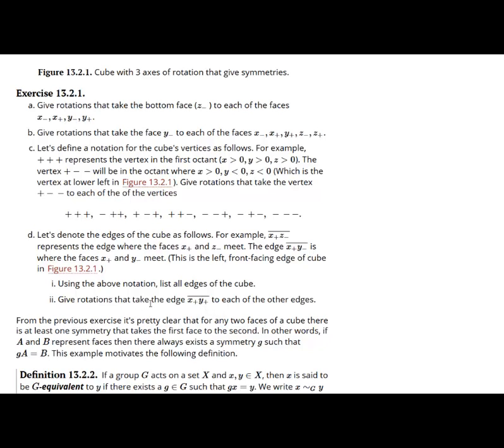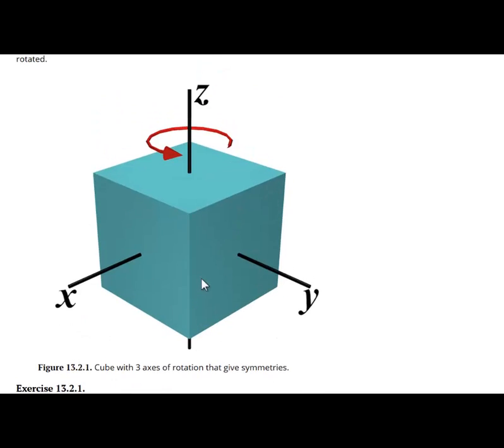So for instance, the rotation that takes x plus y plus, well, let's try to do a hard one. What rotation would take this edge here to the completely opposite edge down at the bottom? Now, what's the completely opposite edge down at the bottom? Well, that's y minus z minus. Okay, so y plus z plus, the opposite is y minus z minus.